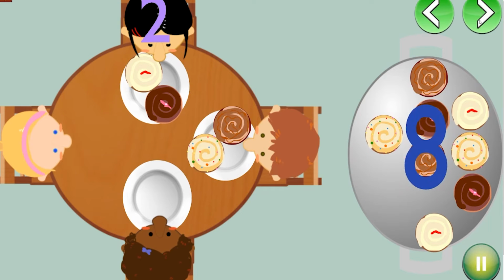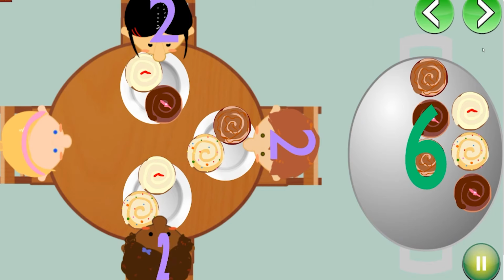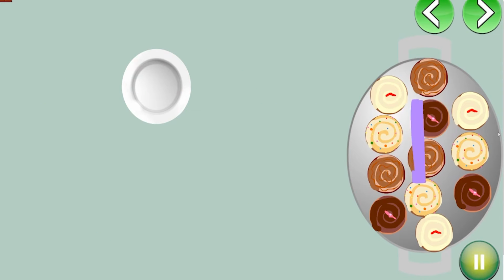And then, after Tori gave 2 cupcakes to Tom, she only had 8 cupcakes left. After Tori gave 2 cupcakes from the remainder of 8 cupcakes to Natalie, she now only has 6 cupcakes left in the tray. Let's go over it one more time.